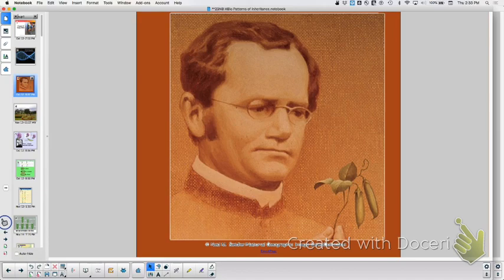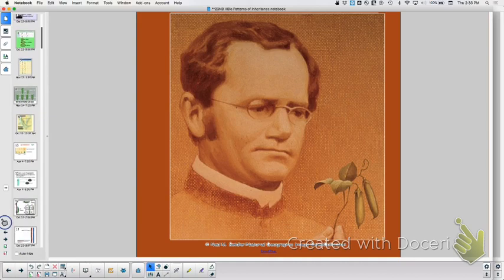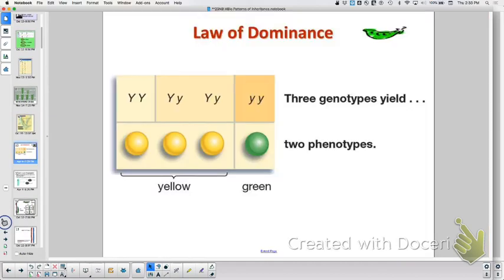Okay, so the first thing I want you to make sure you remember are the 3 laws. Do you remember the 3 laws? Independent Assortment, that's one of them. The first law is the law of dominance. That means when you have a big R and a little r, that particular pea plant will be round. In order to be wrinkled, you would need two little r's. So the law of dominance is that one allele would be expressed over another allele.